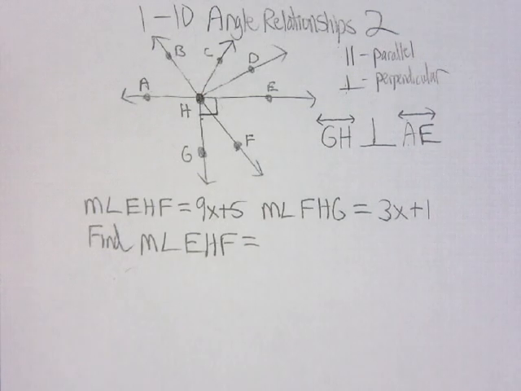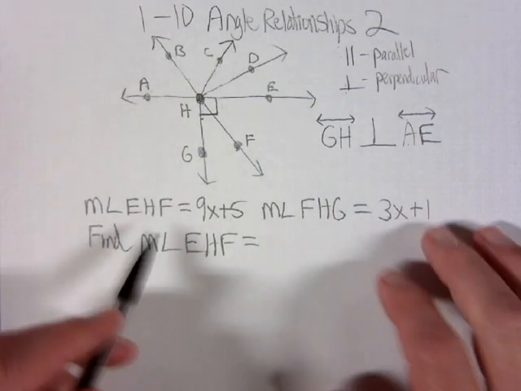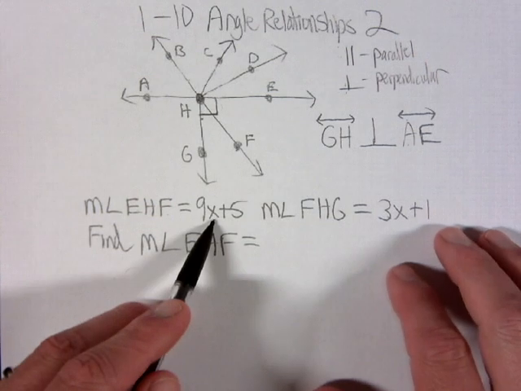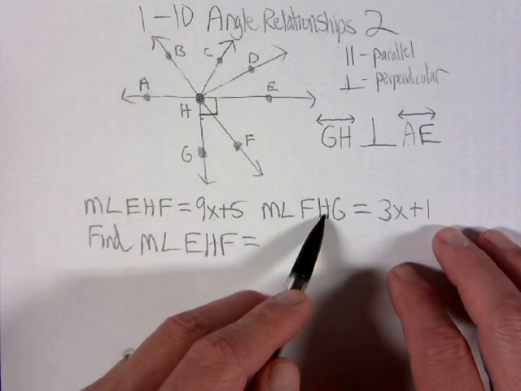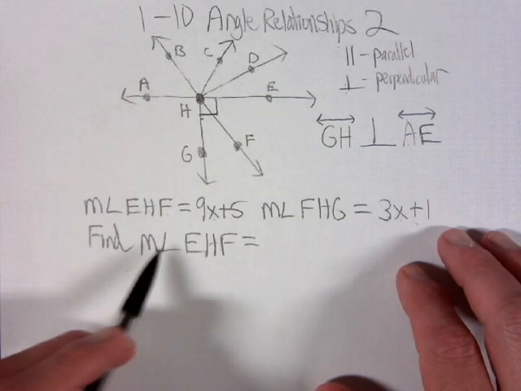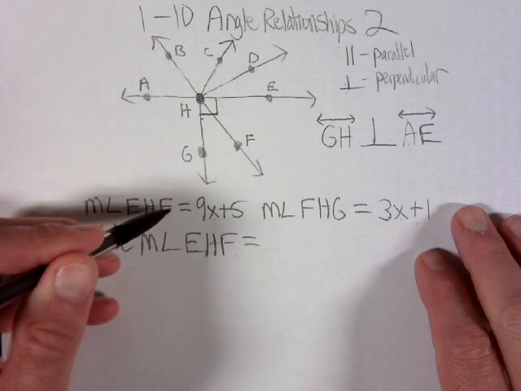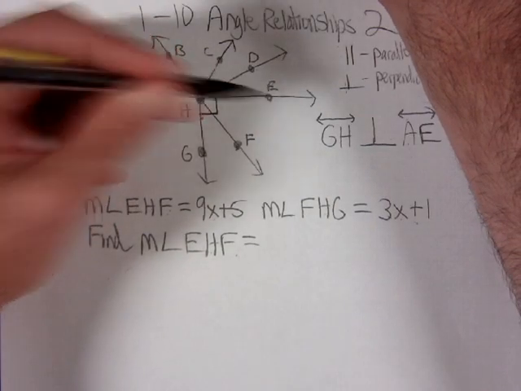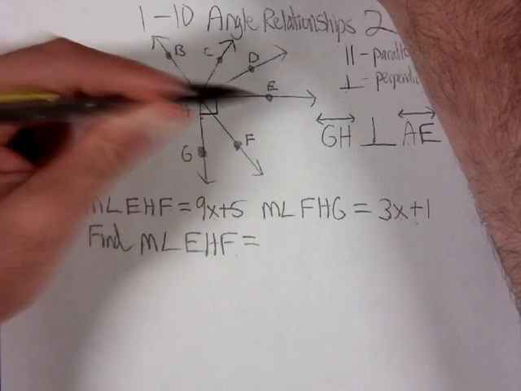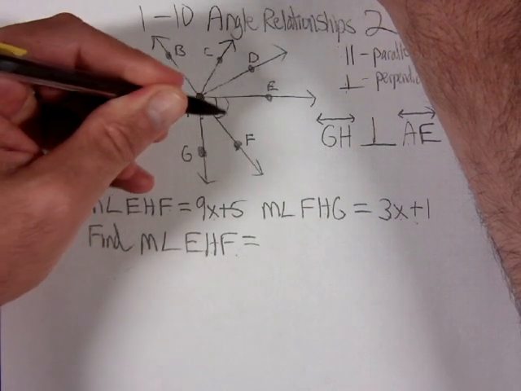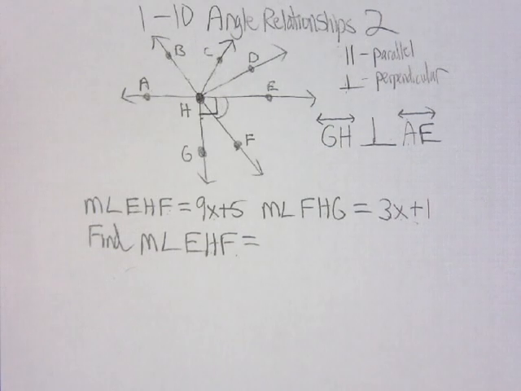All right, let's take a look at the first problem. It says the measure of EHF is 9x plus 5, the measure of angle FHG is 3x plus 1, and we want to find the measure of EHF. Okay, so the first thing we want to do is locate the two angles that they've given me, EHF. Let's trace it out. EHF is from here to here. Okay, so it's important to locate where those angles are that they've given you so that you can see what the relationship is so that you can create the equation that you need.